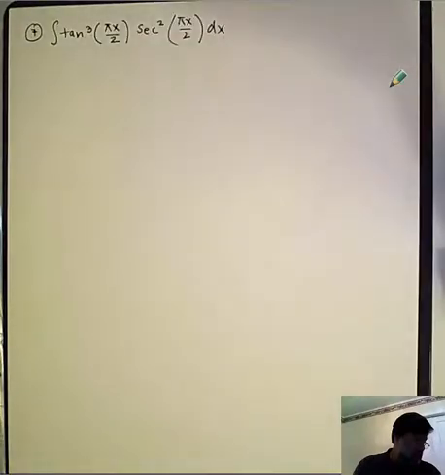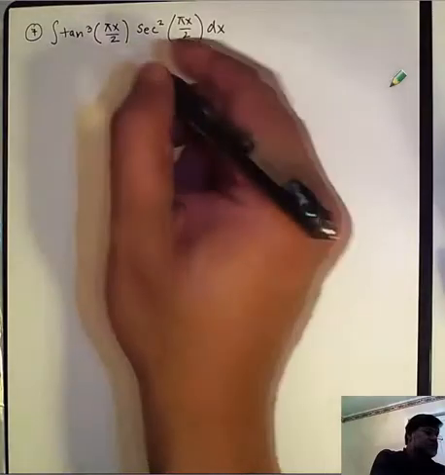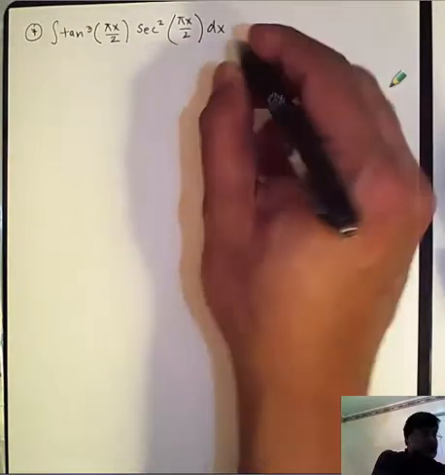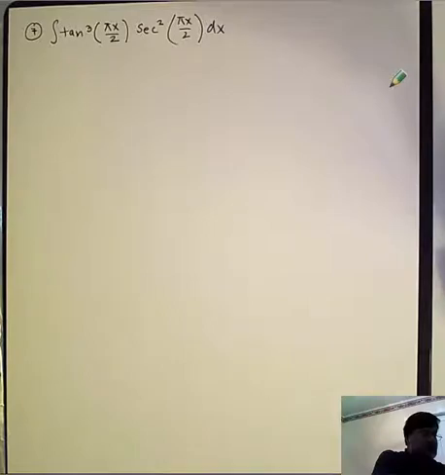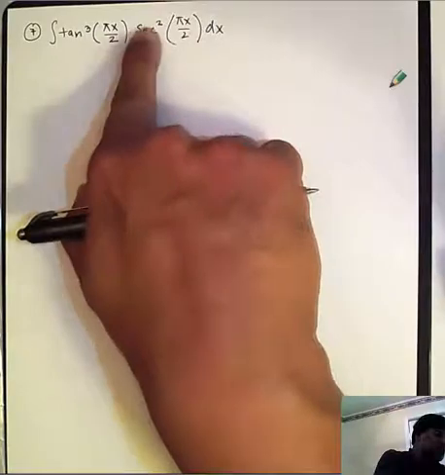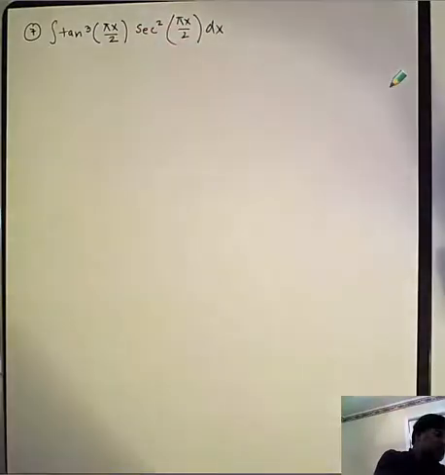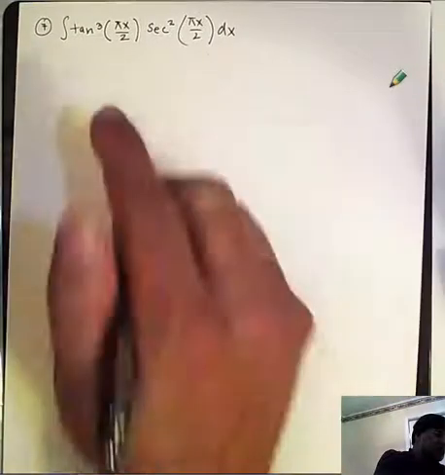This is actually the easiest problem on this test. If you remember, what is the derivative of tangent? If you recognize that the derivative of tangent is secant squared, and it's right there, then you can go ahead and do this really fast.